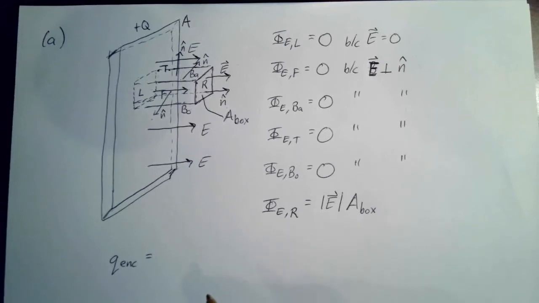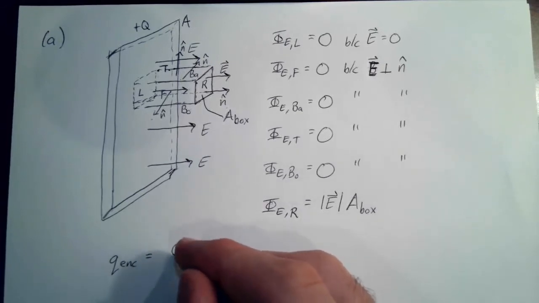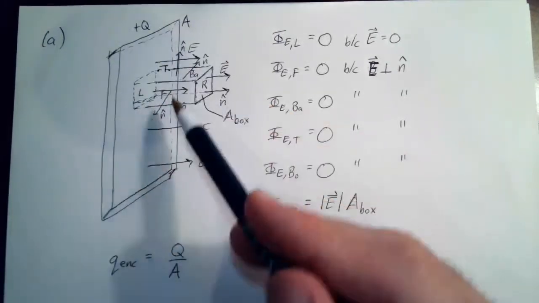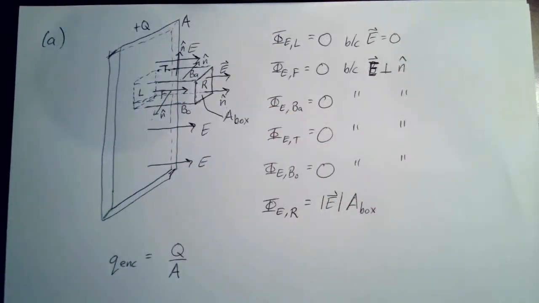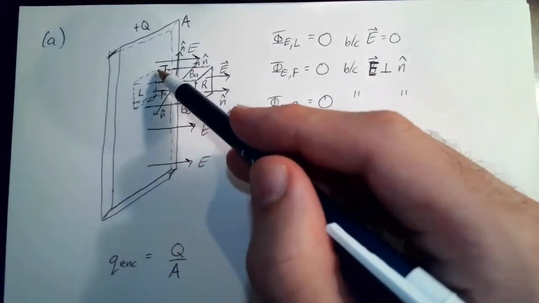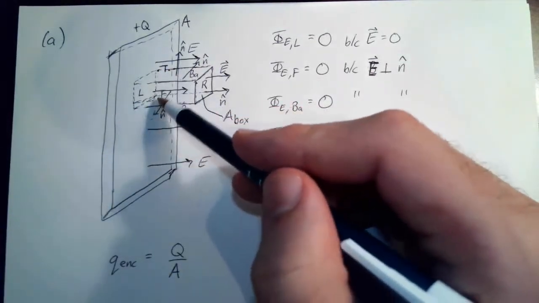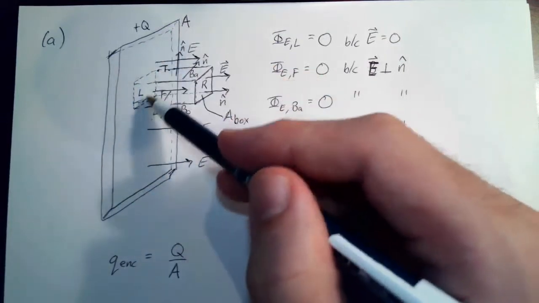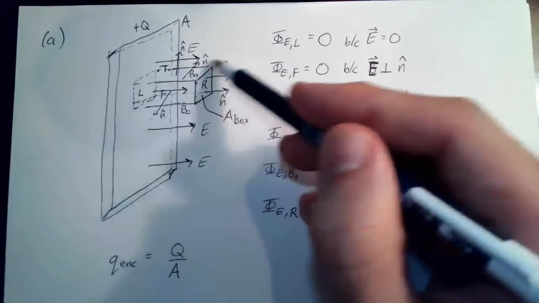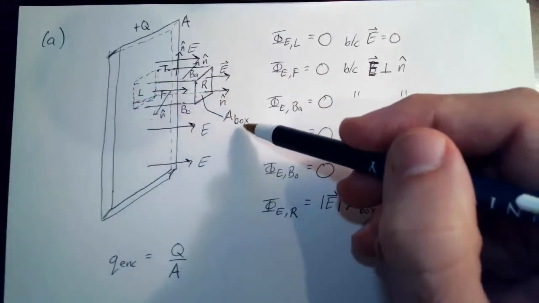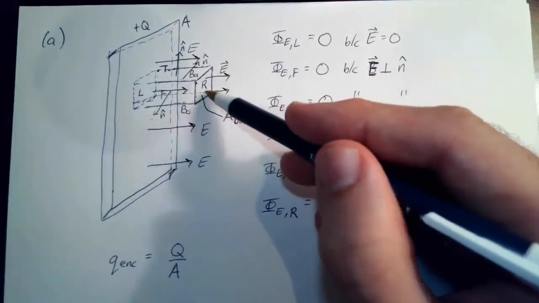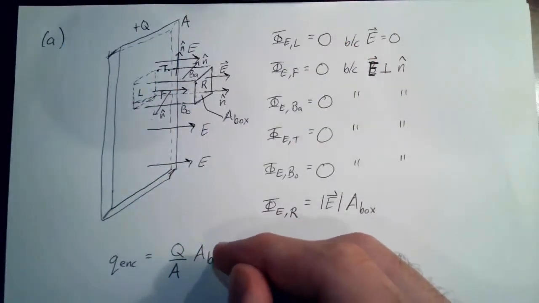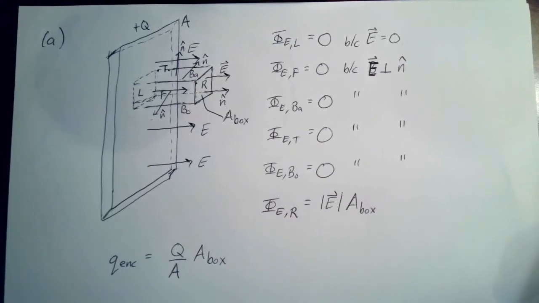So the charge enclosed is the charge per area of the whole plate, or this inner surface of the plate, times the area of the plate that is inside of my box. So how much of the plate's area is inside of my box? Well, since this is a box and these lines are all parallel, then it's got to be A box, the total area of the plate that is inside of my Gaussian surface.